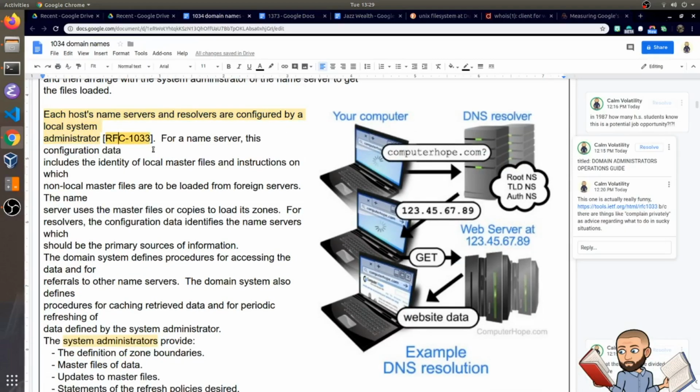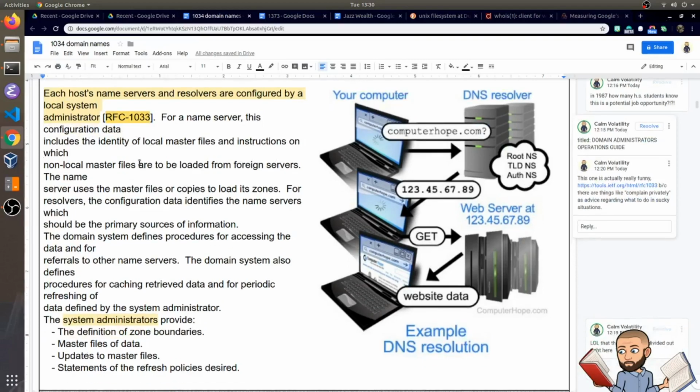Well, in order to know how to do that job right, you could read RFC 1034, which is titled Domain Administrator's Operations Guide. And this one is actually pretty funny if you go to this link to read it, because there's something in there, like advice being given to the domain administrator, system administrator, whatever, where they're saying you should complain privately. It's being given as advice regarding what to do in some sort of sucky situation. So definitely an RFC you should check out.